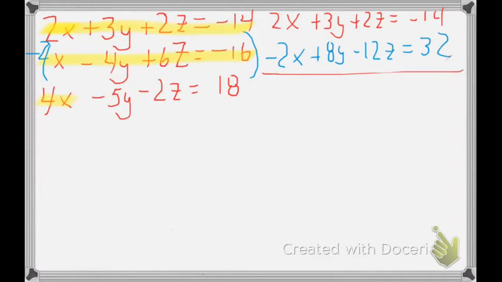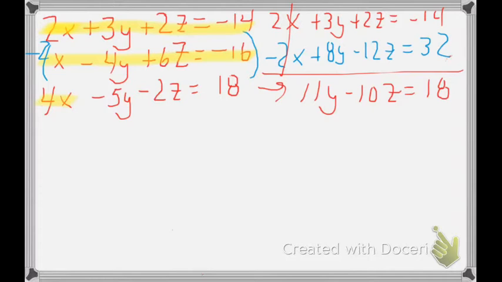Let's go ahead and add these two together. Of course, the x's cancel out. This becomes 11y minus 10z. And of course, 32 minus 14, what would that give us? 18. So now we've reduced the first and second equation to 11y minus 10z is equal to 18.